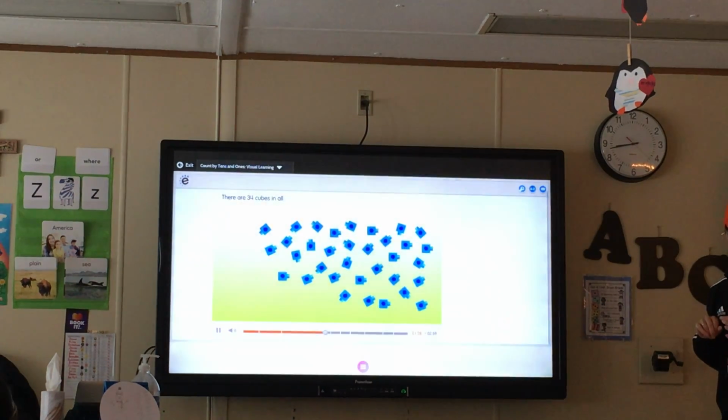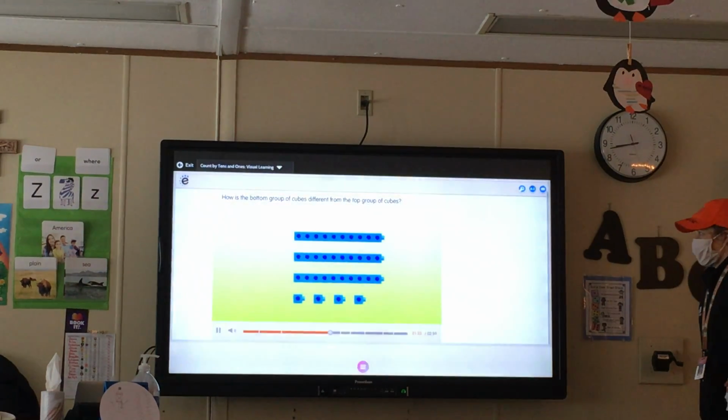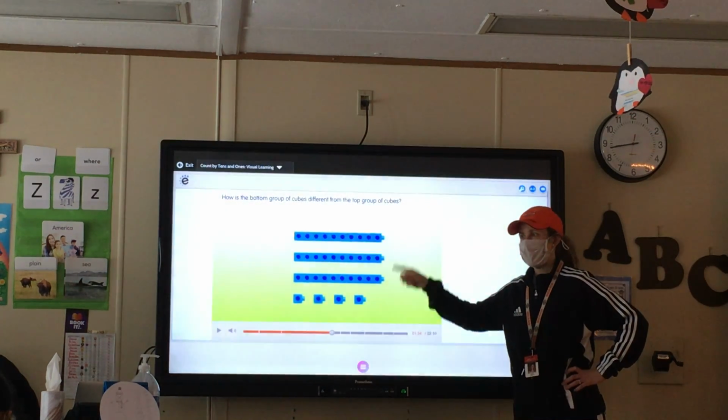All right, does that take longer? How is counting the bottom group of cubes different from the top group of cubes? How is this different? Why are these different?